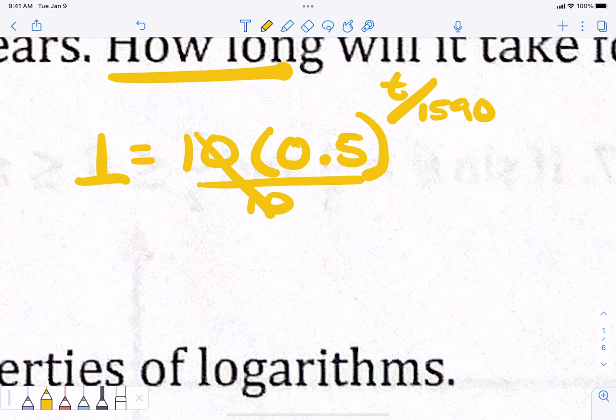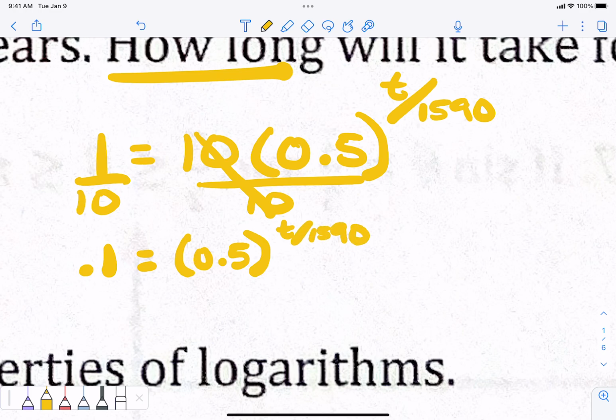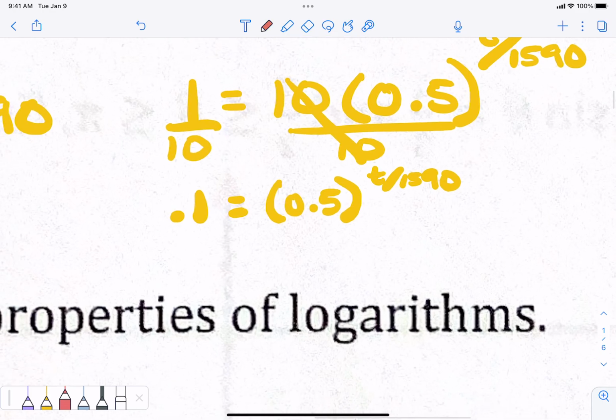So 1/10 is 0.1 if you want to do that as a decimal. 0.1 equals 0.5 to the T over 1590. Now I have to get that T down. You can either log or you can ln. It doesn't matter. If you want to do ln just like we did the last one, that's fine. Log or ln will work the same.